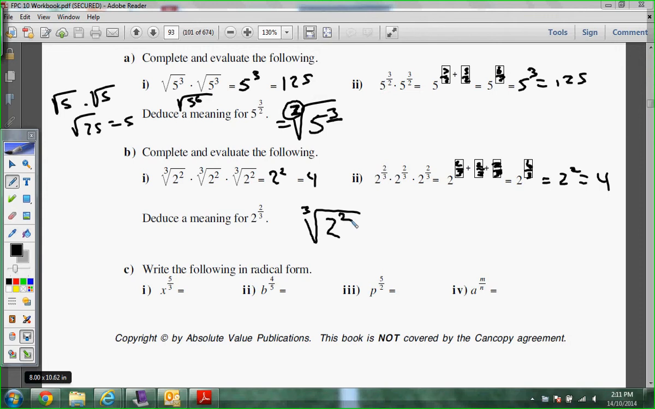Okay, x to the 5/3. So write that in radical form. So what's my index of my radical? 3. So cube root of x to the 5th. Good? Sure. Okay, then this one, what's my root? 5th root, b to the 4th.